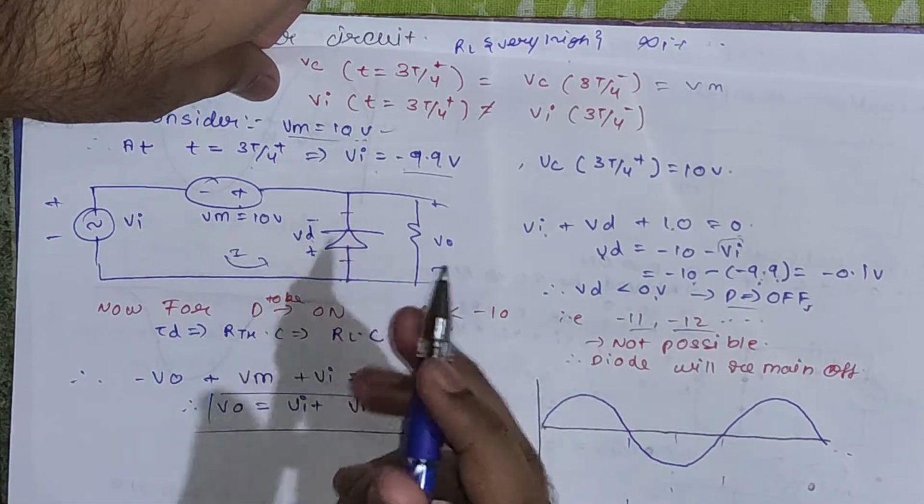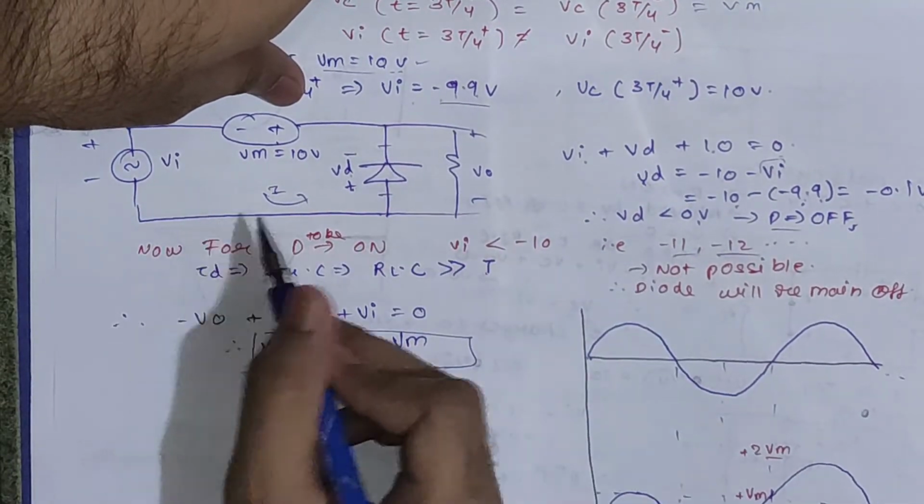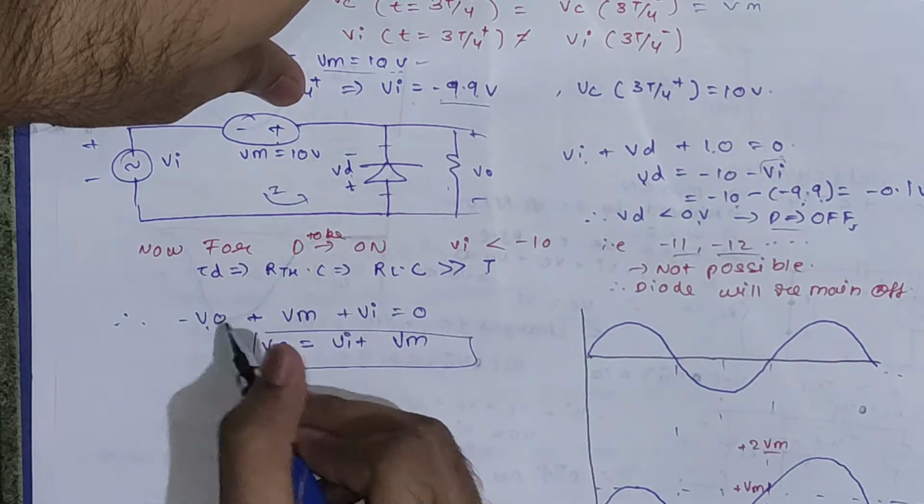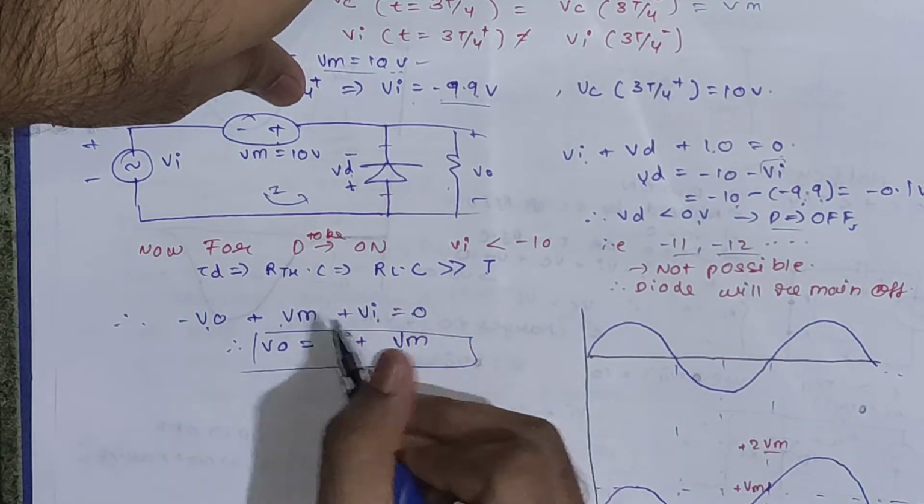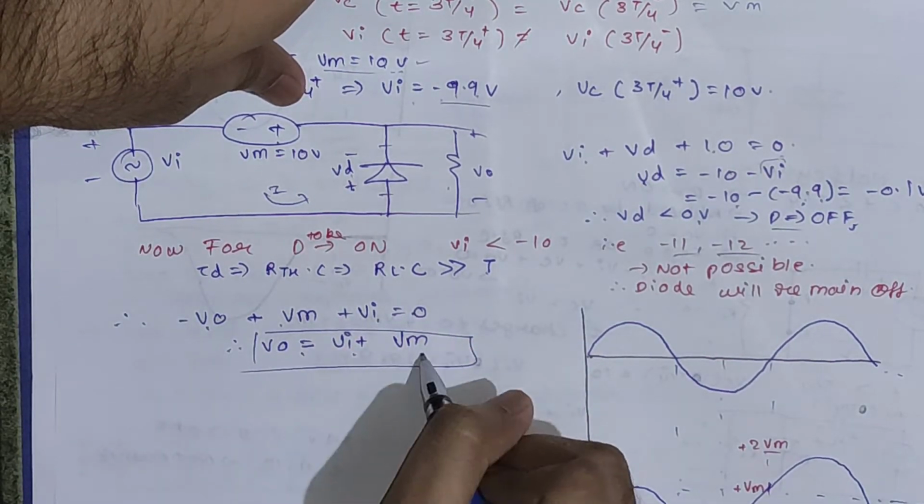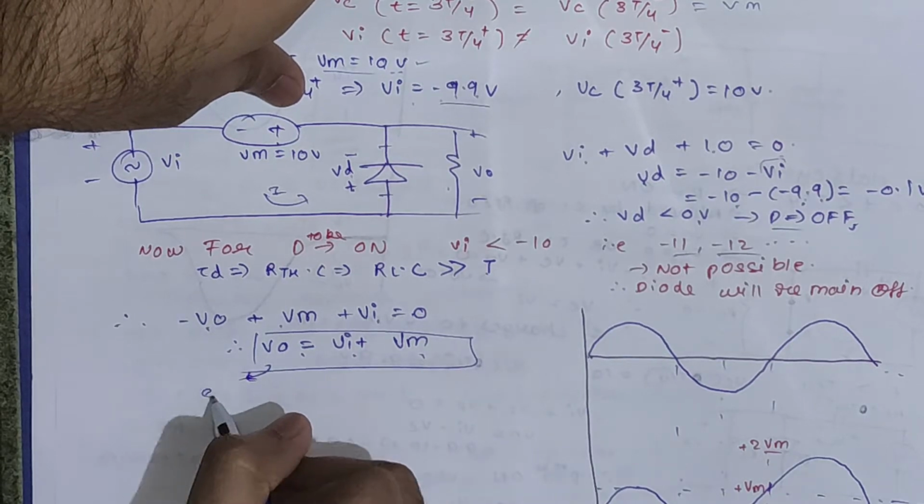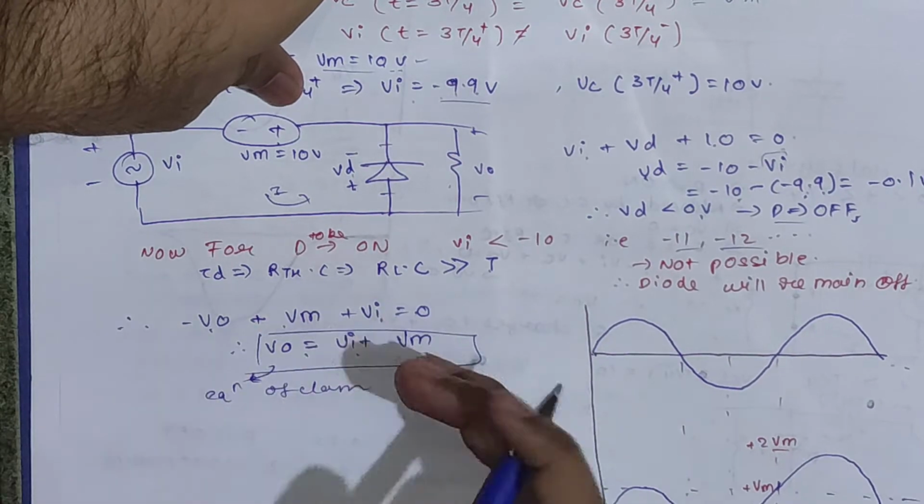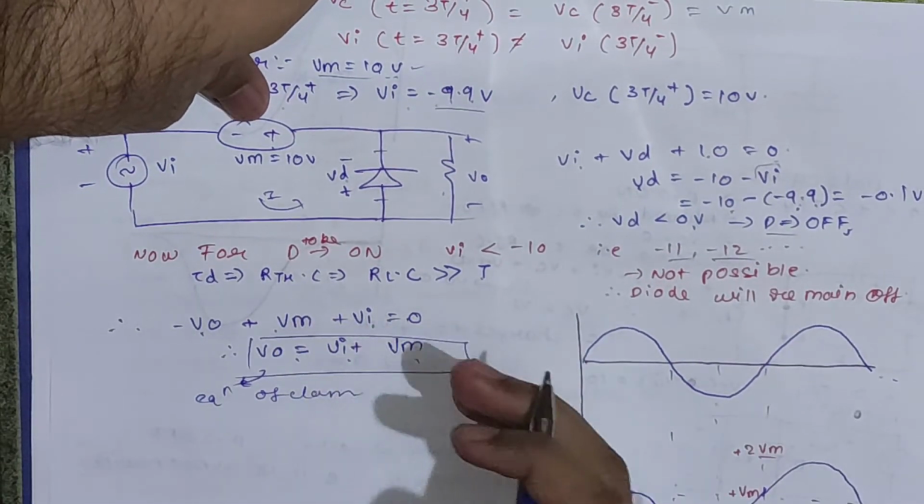output. Now if you try to apply KVL, what you will get? Minus Vo plus Vm plus Vi is equal to 0. So Vo will be Vi plus Vm, and you can see this is the equation of a clamper. I hope you got the whole explanation and you understand how this equation comes.